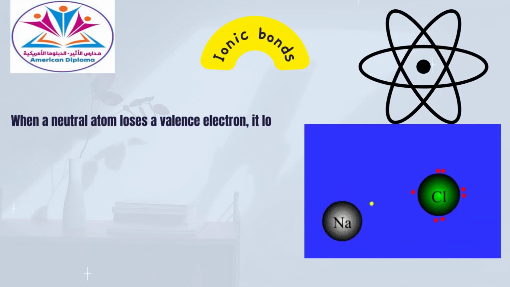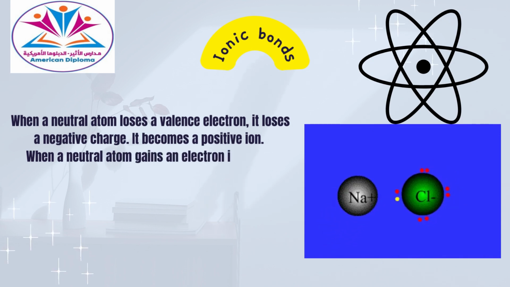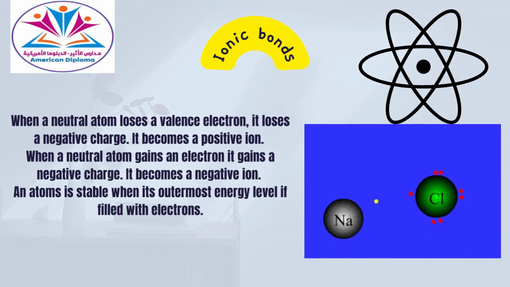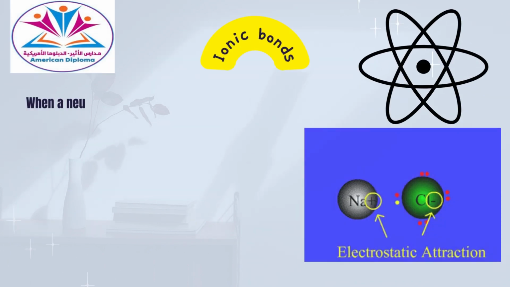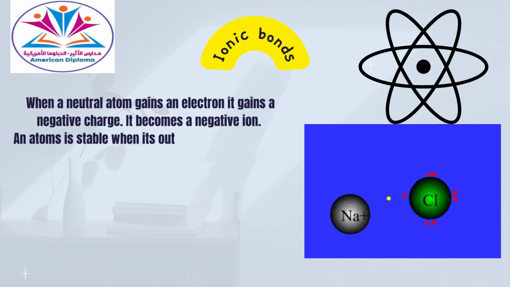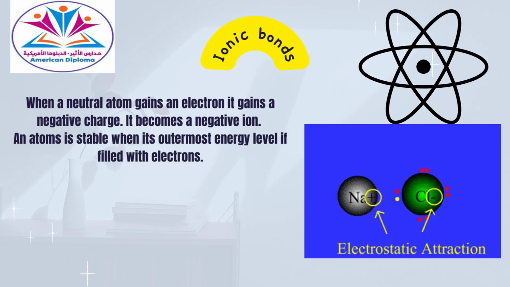When a neutral atom loses a valence electron, it loses a negative charge. It becomes a positive ion. When a neutral atom gains an electron, it gains a negative charge. It becomes a negative ion. An atom is stable when its outermost energy level is filled with electrons.